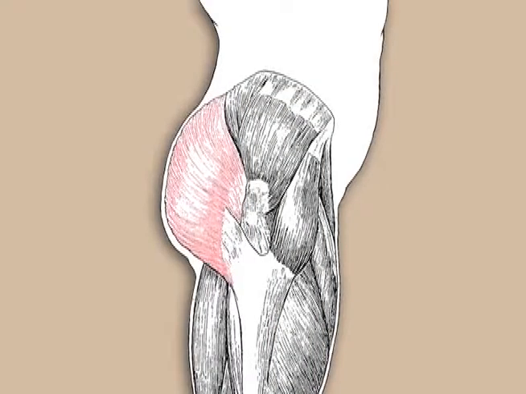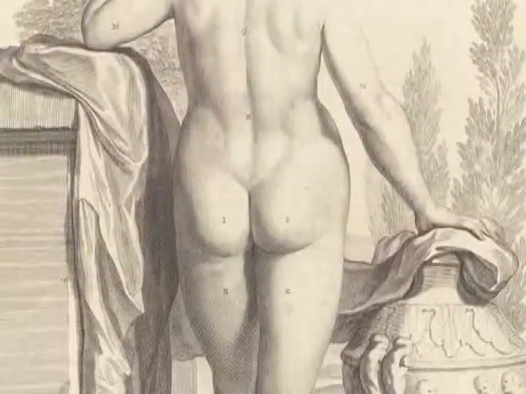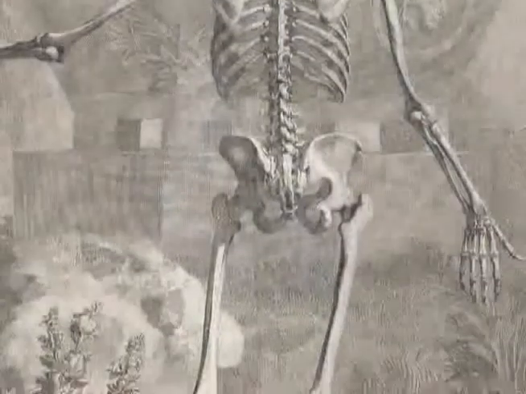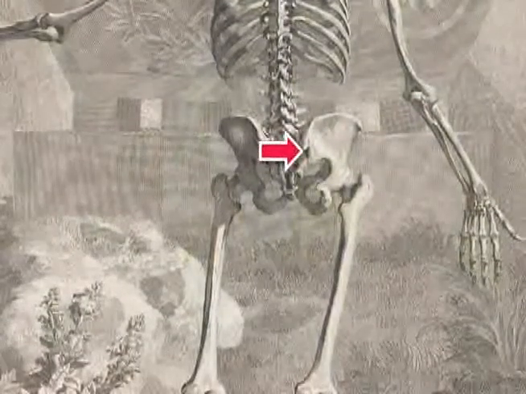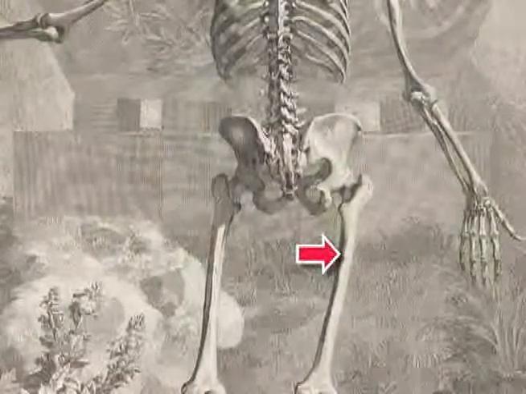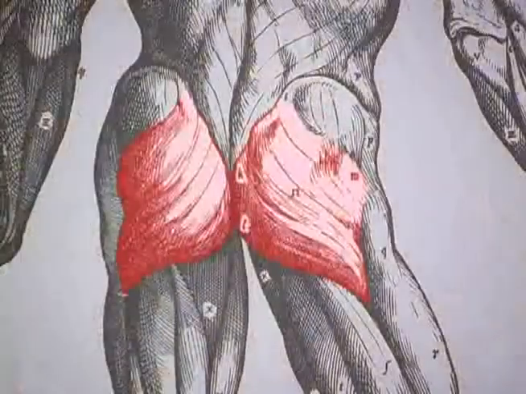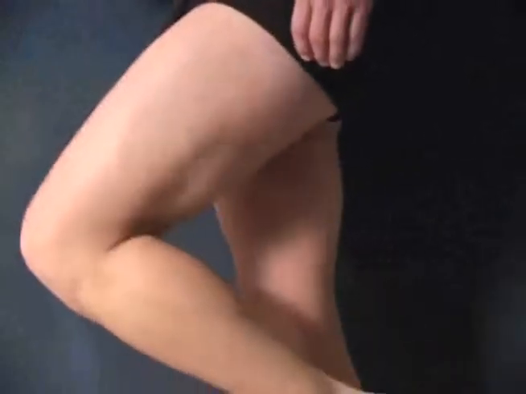To the back is the gluteus maximus. This well-rounded muscle is the largest muscle of the body. It originates from the back of the iliac crest and the sacrum and sweeps down and outward, attaching to the back of the femur. The gluteus maximus helps to support the pelvis and acts as an extensor for the femur by pulling the leg backward.